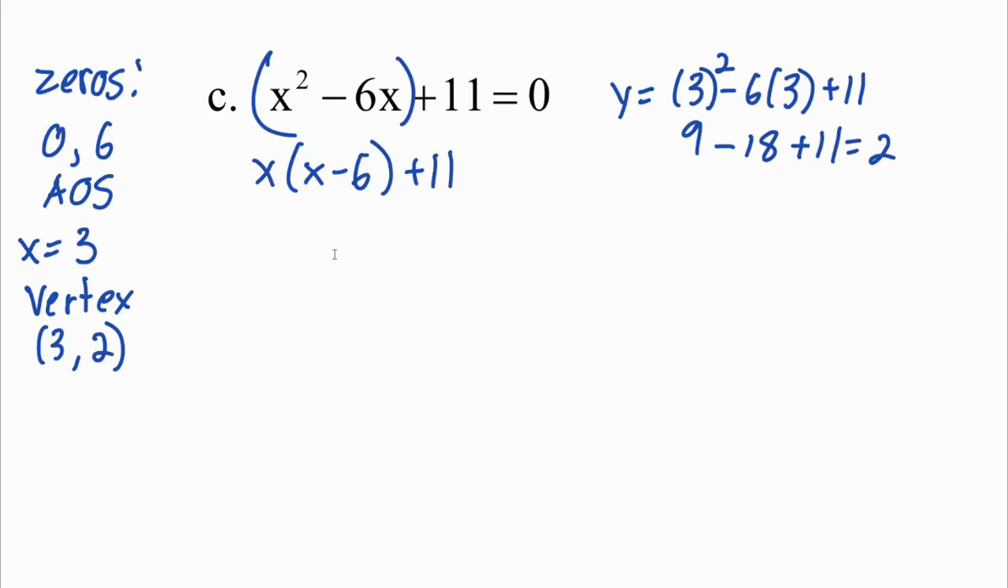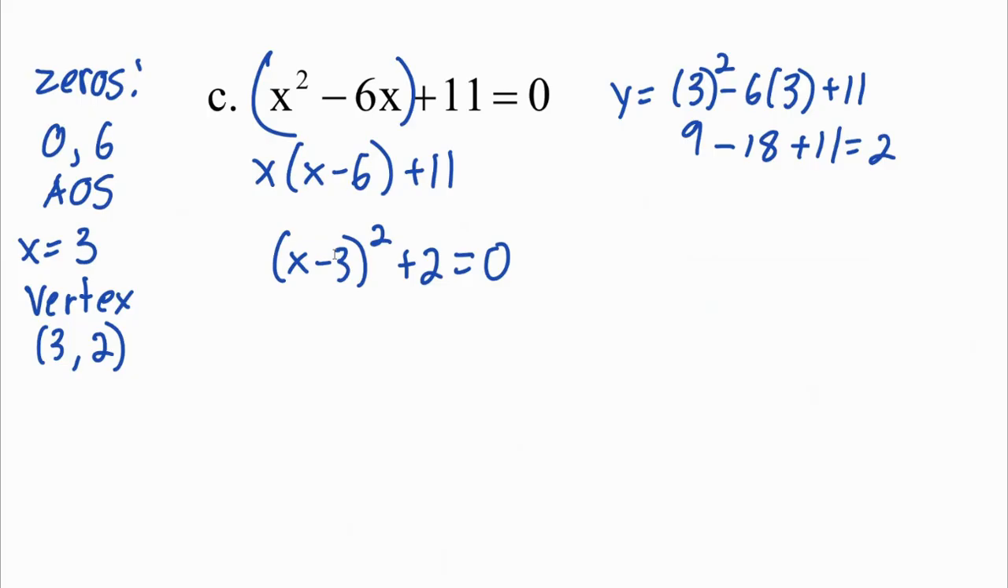This is a shift right 3, up 2. So we'll write this as x minus 3 squared plus 2. And we don't really have to worry about a coefficient out front because there isn't a coefficient out front. So we'll go ahead and do this one.